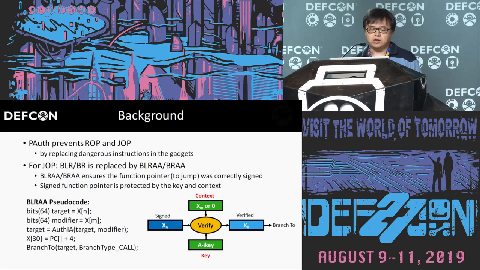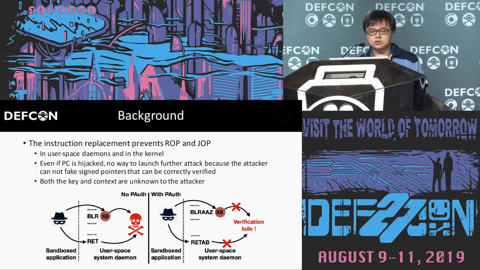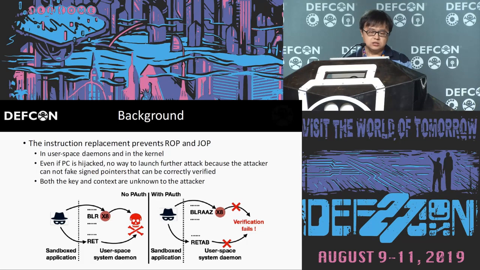And for JOP, BR and BLR are now replaced by BRAA and BLRAA. These instructions ensure that the function pointers we are going to use to jump were correctly signed. Now the signed function pointers are protected by the key and the context. So by replacing these ret and BR instructions, we can prevent ROP and JOP. Even if the PAC, even if in victim processes the PAC is hijacked, there is no way to launch further attacks because the attacker cannot fake signed pointers that can be correctly verified.